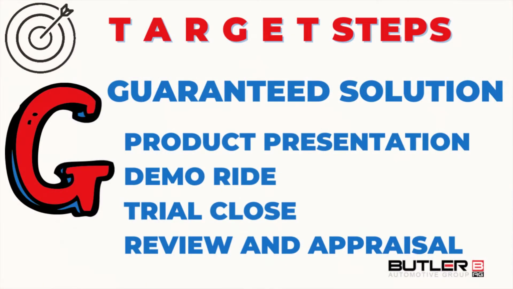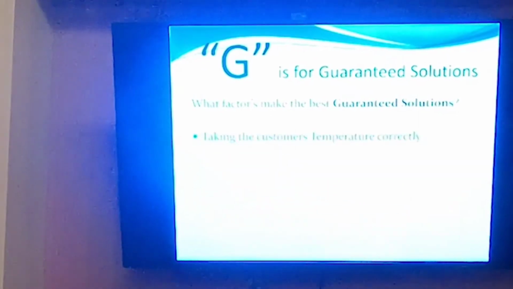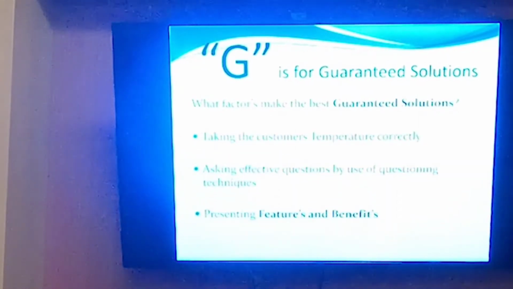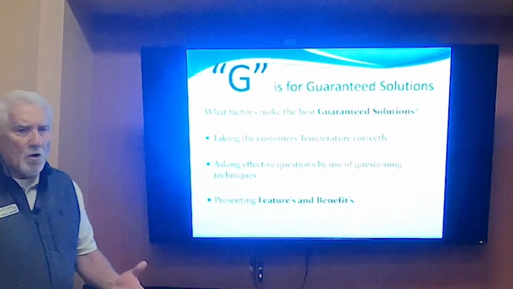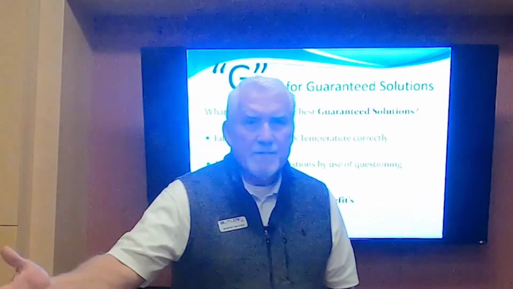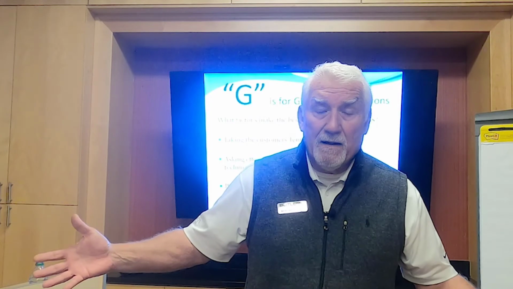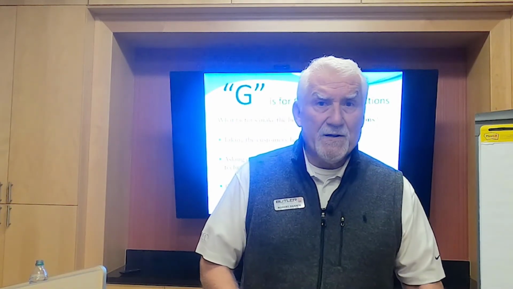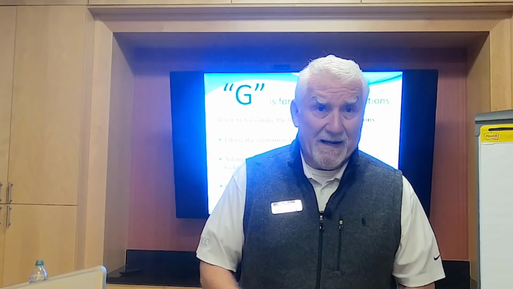G is for guaranteed solutions. What factors make the best guaranteed solutions? Taking the customer's temperature correctly, asking effective questions, presenting features and benefits. Features and benefits. The guy already told you he wants nav, or he's towing a camper that's 14,000 pounds. You discovered that. You got to ask that. How many pounds is your camper? What's the weight of your camper? 14,000 pounds. Great. This truck pulls 18,000. If it's a dually, they're over 30,000 pounds.